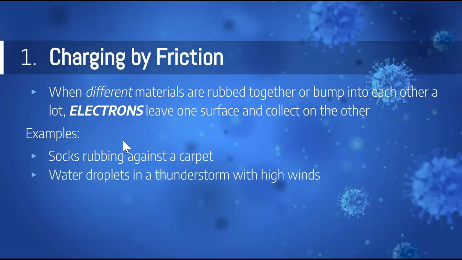Right? Another possible way that this could happen is if water droplets are in a thunderstorm with high winds. Water droplets will actually gain a charge. When water travels through the air, it actually experiences friction from rubbing up against the air. And when that happens, electrons can move from one substance to another. In this case, they can move from the water to the air, or they can move from the air to the water, depending on some properties of the water and the air.